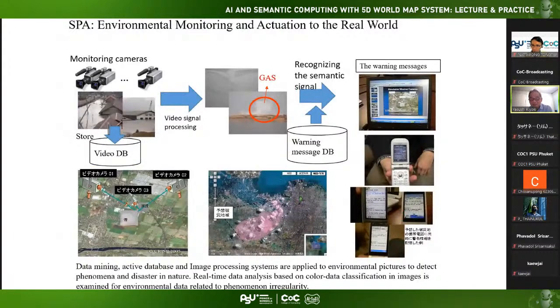This is an example of the SPA architecture. For example, this is a case of the mud flow, the disaster of the flooding in Surabaya, Indonesia.